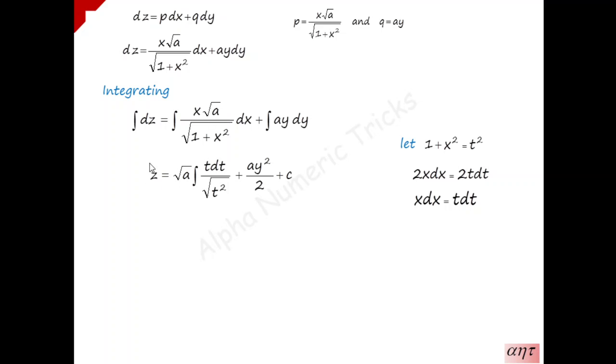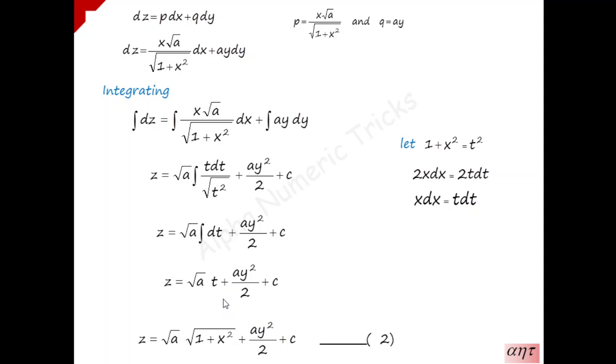Okay, so integral dz is z, which is equal to root a is constant. Take it outside from the integral, and root a into integral of x dx is replaced by t dt divided by root of 1 plus x squared, that is 1 plus x squared is replaced by t squared. So you have a square root as it is. So square root of t squared plus integral of ay is a into y, a is constant, so integral of y dy is y squared by 2 plus the constant of integration c. And here t and root of t squared, what is root of t squared? t. So t get cancelled. So we have z is equal to root a into integral dt plus a y squared by 2 plus a constant. And what is integral dt? t. That is written here.